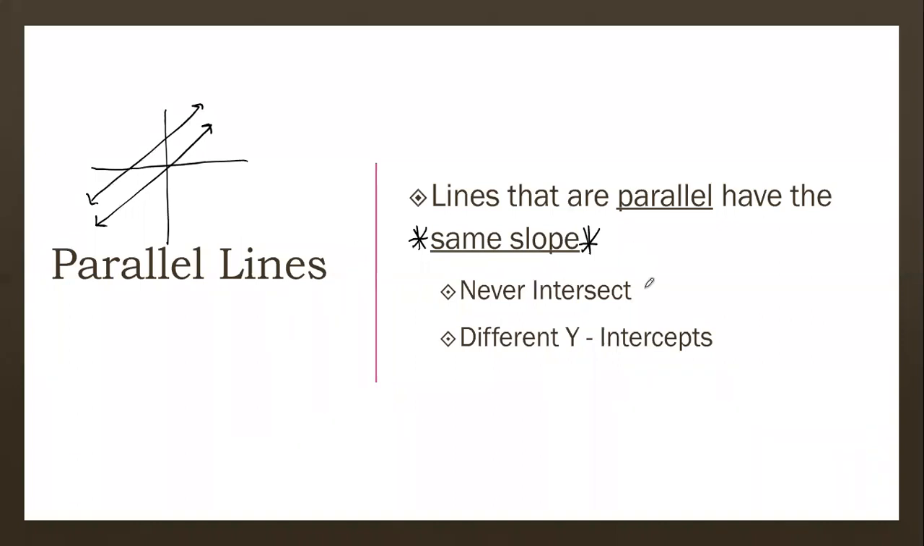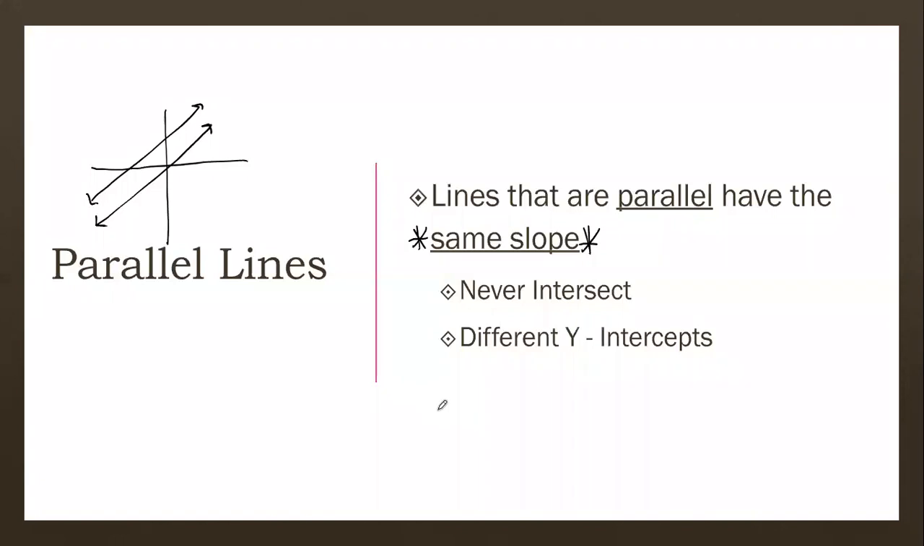That means if they're parallel, they have to have different y-intercepts. Can anyone tell me why they would have to have different y-intercepts, Leslie? Perfect, right? If they didn't have different y-intercepts, they would be the exact same line. So they have to have different y-intercepts for them to be parallel. So the key fact here is they have the same slope. That's the main thing you need to know about parallel lines.